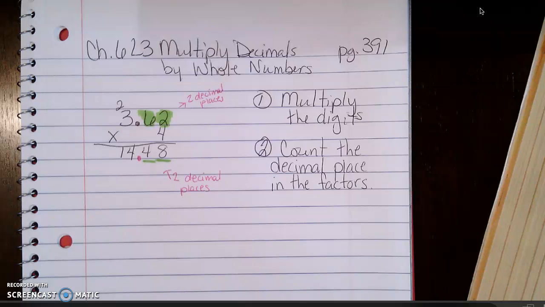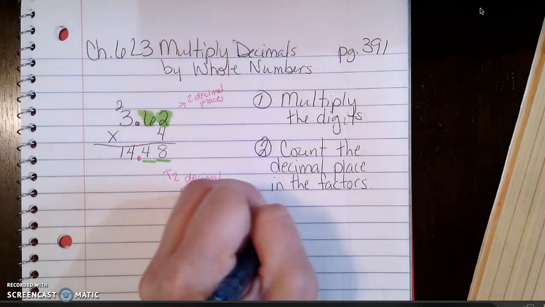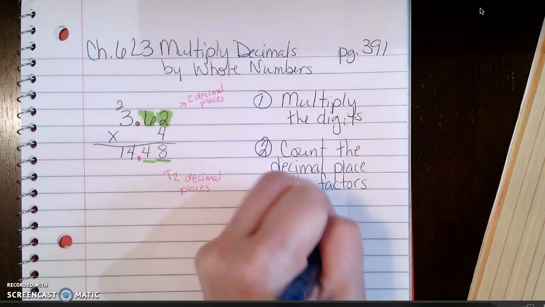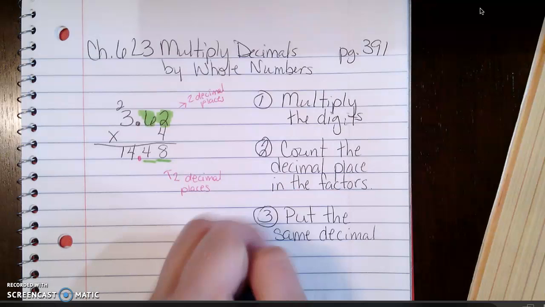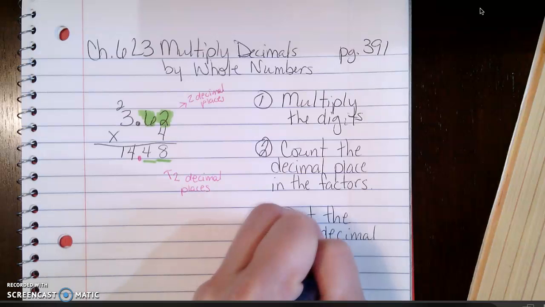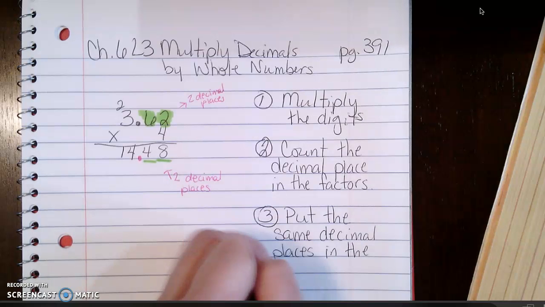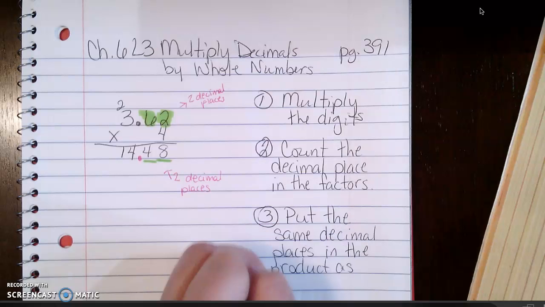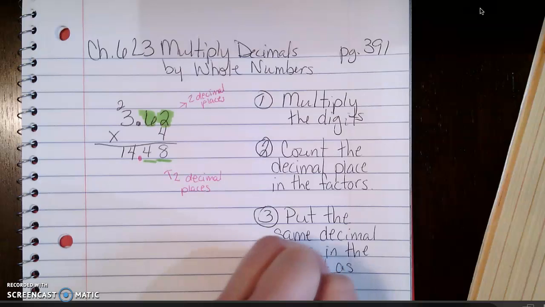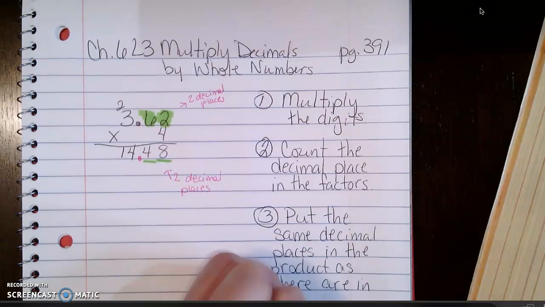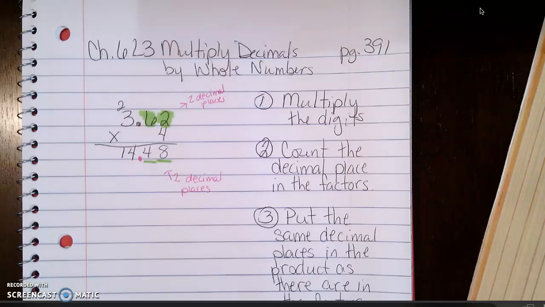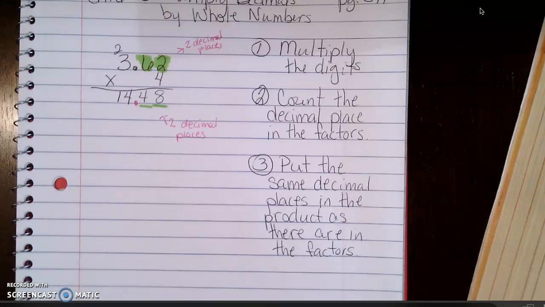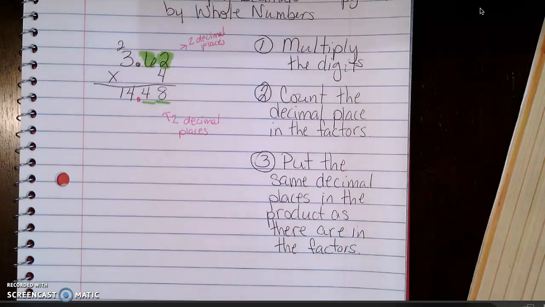Okay, so I would put here for step 3 in my directions: put the same number of decimal places in the product as there are in the factors. Okay, so I'm going to put the same number of decimal places in my product as there are in the factors. Let me leave it there for just a second for you. And we're going to move on to example 2.